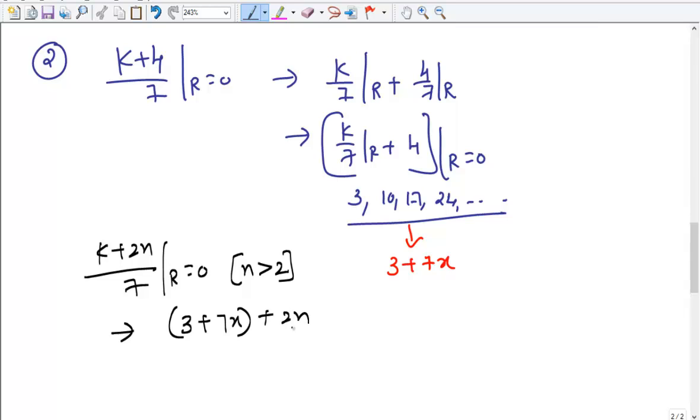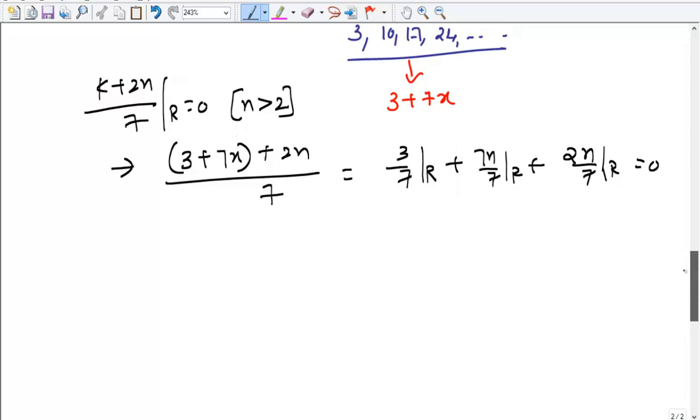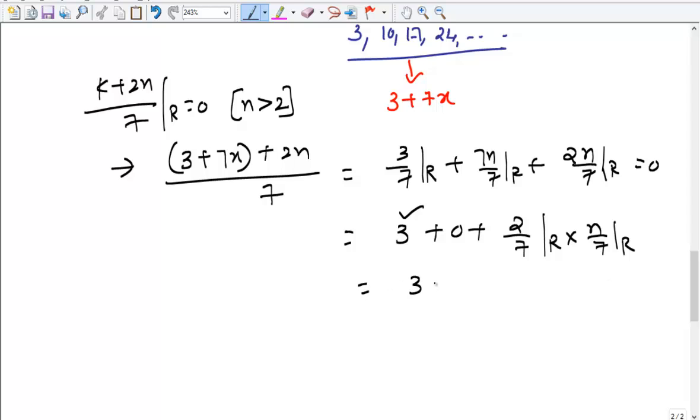and we have a number like 2n divided by 7. So that is 3 by 7 remainder plus 7x by 7 remainder plus 2n by 7 remainder, and the sum of the remainders must be equal to 0. We know that 3 by 7 remainder is 3. That's very simple. We know 7x by 7 remainder is 0, and here we can say that 2 by 7 remainder into n by 7 remainder, and we know that n is greater than 2. In such a case, this number is 0 plus 3 plus 0 plus 2 into n by 7 remainder. That is like 3 plus some value here.